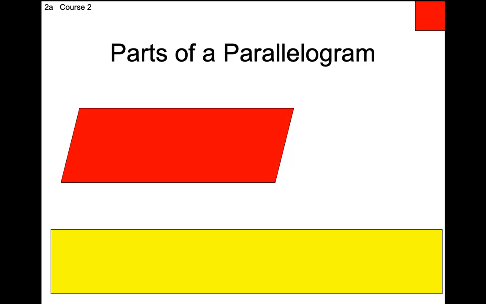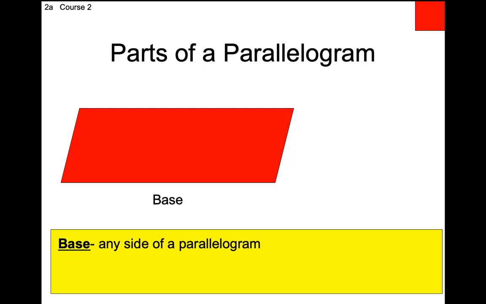What was the definition of base for a triangle, Jenna? What's a base of a triangle? This is how you keep your head above the water, Jenna. Base of a triangle is any one of the three sides. Guess what the base of a parallelogram is, Jenna? Any one of the four sides. That is your base. The base is any one of the four sides.